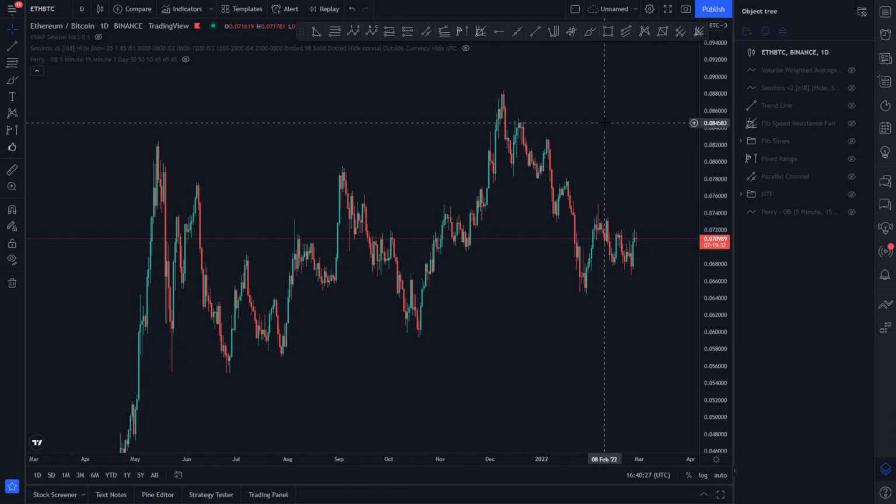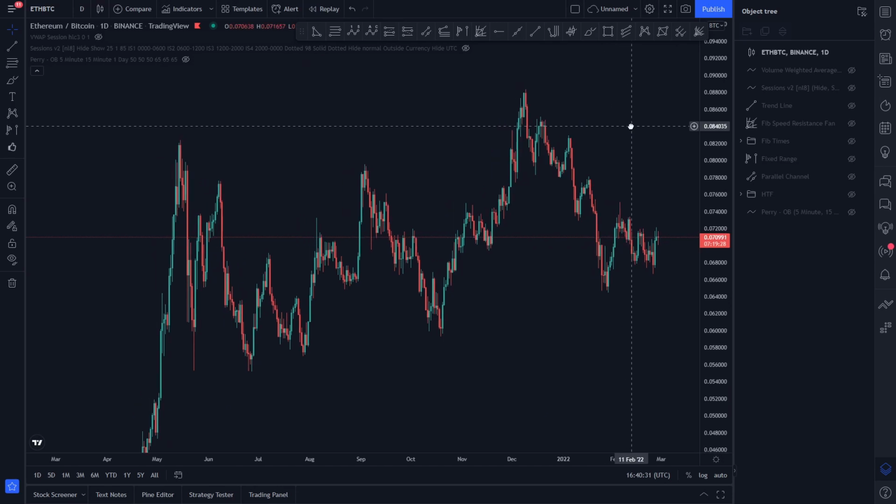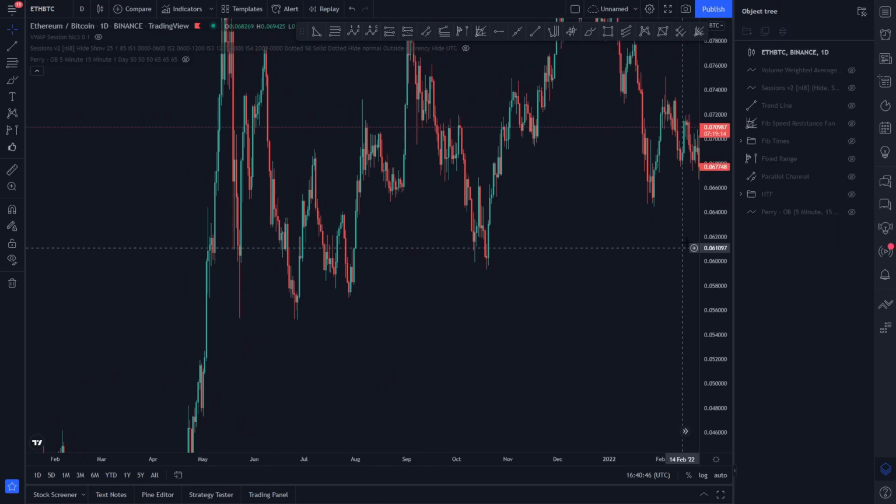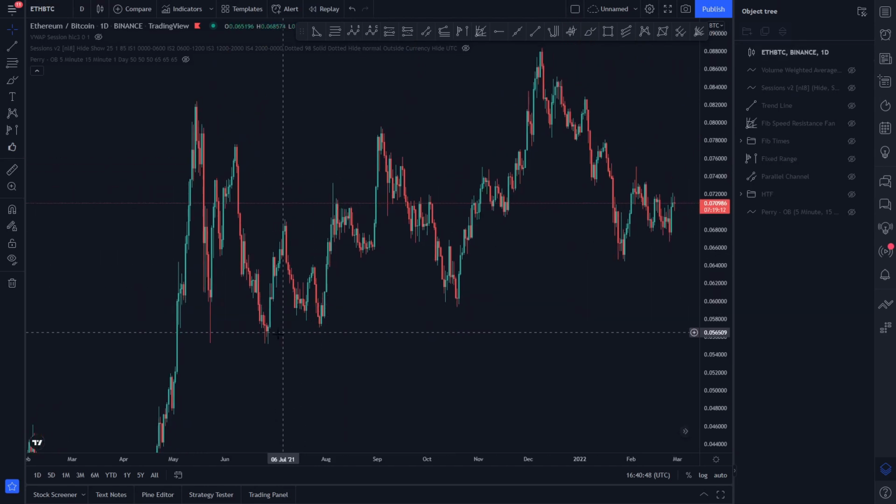Today, let's look together at the Ethereum BTC chart in the long term. So let's start with the market structure. What I really like about this one is that, as you can see, after we took this low by a few dollars, we went to the upside and we only had higher lows.